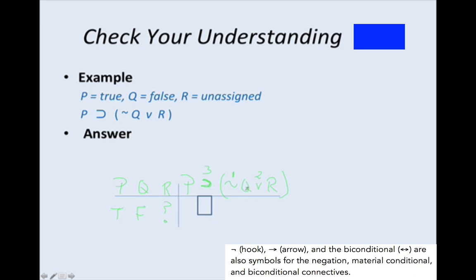So we know that Q is false, which means that not Q is true. Now, since not Q is true, it doesn't matter what the value of R is. Why is that? Because we know that disjunction can be true in three ways. Either the negation can be true and the R can be true, or the negation can be true and the R could be false. So in either case, the disjunction comes out true.